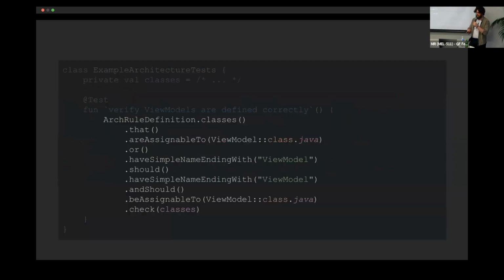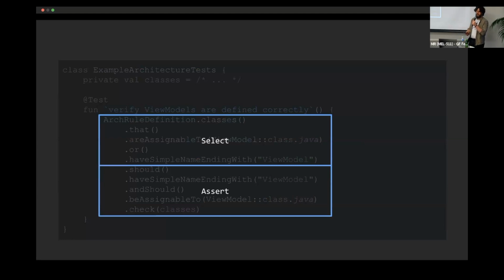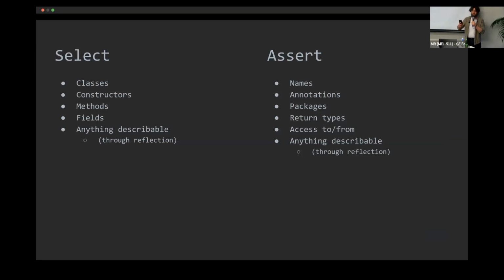So we take our test here, classes that are assignable to ViewModel or have a simple name ending with ViewModel, and we look at the structure of this. We can see that there are two main parts. We select and then we assert. Quite straightforward. It's almost a trimming down of the arrange, act, assert pattern that is quite common in unit testing. So we have our selection and our assertion. What can we select and assert on? Well, we can select classes, constructors, methods, fields.